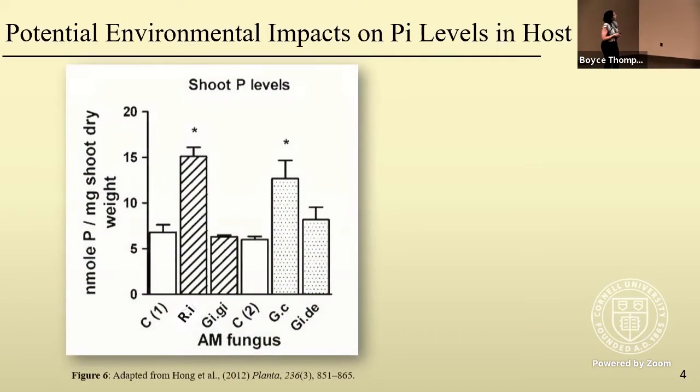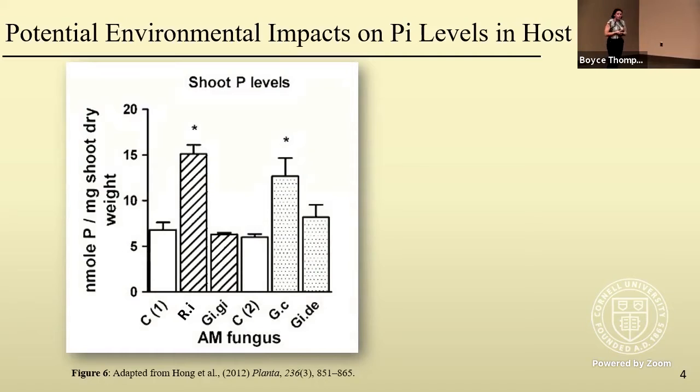So previous members of the Harrison lab had looked into understanding how differences in the mycorrhizal fungi that a plant is associated with impact the shoot phosphorus levels, the shoot phosphate levels. And what they found was that there was a difference with some of these species. So there was some sort of correlation here between fungal species and differences in the phosphorus uptake.